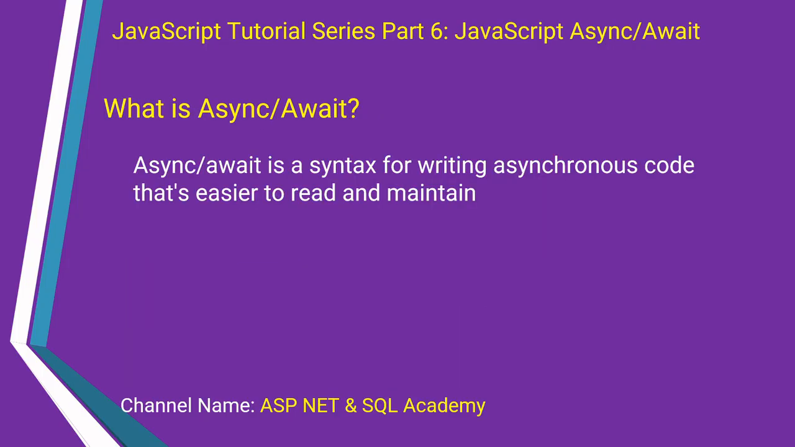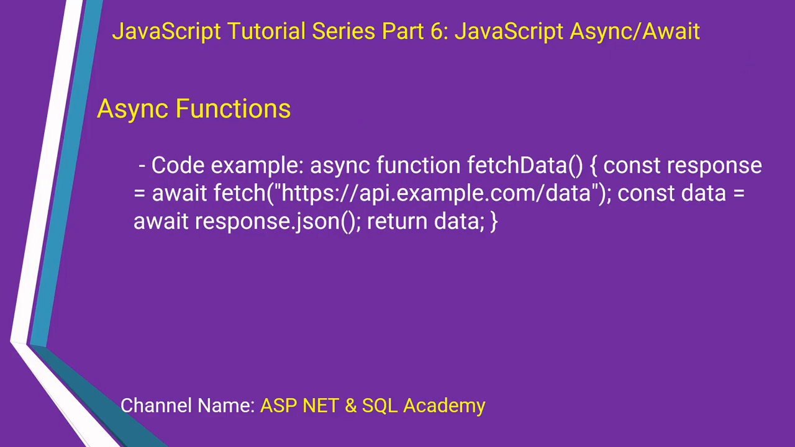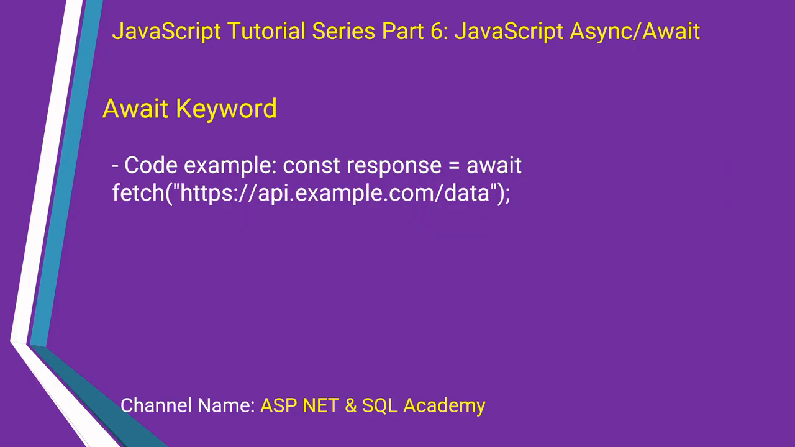Async await allows us to write asynchronous code that's more readable and maintainable. Async functions allow us to use the await keyword to pause the execution of the function until a promise is resolved. The await keyword allows us to pause the execution of an async function until a promise is resolved.